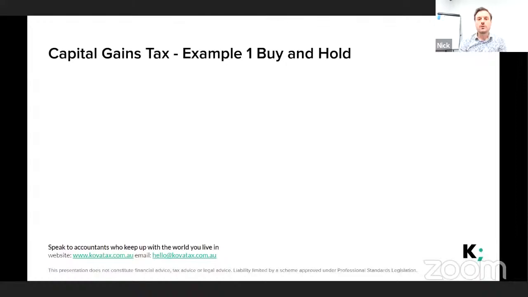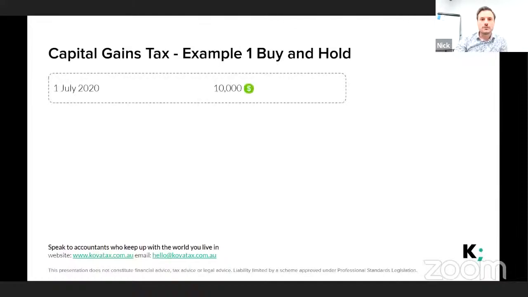So we're going to go through the first example. This is about as simple as it can get. It's called the buy and hold strategy. All right, so let's do this example. It's the 1st of July, and Joe has 10,000 Australian dollars sitting as cash in his bank account. And Joe decides, for whatever reason, that he wants to make investments into cryptocurrency.